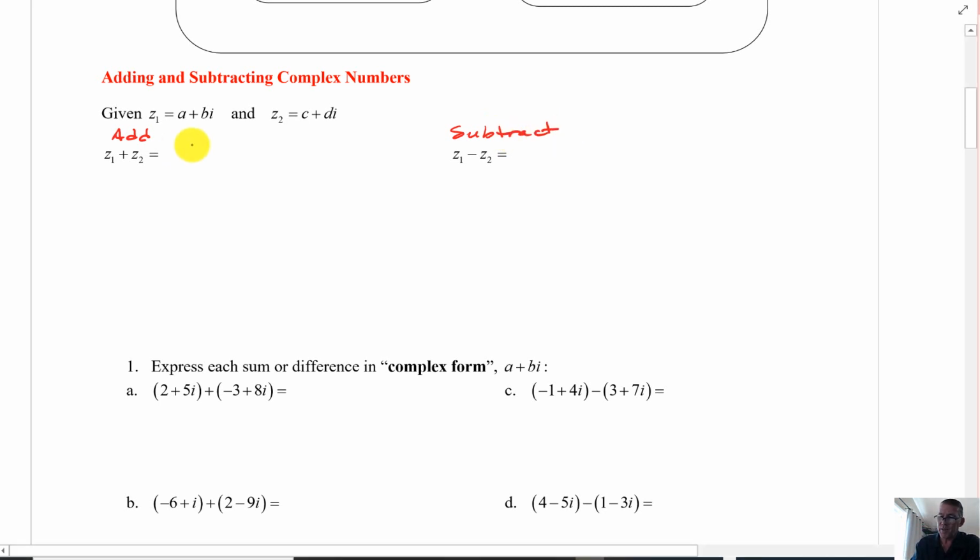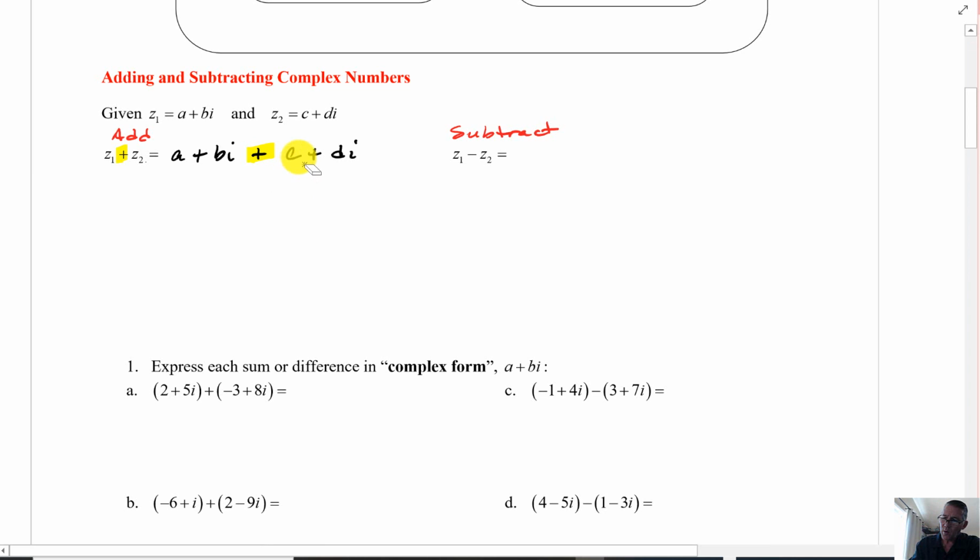Let's go right into it. Let's take z1 and add it to z2 and see what happens. If we take a plus bi, plus, because we're adding, the second complex number, which is c plus di. Notice that we are adding these complex numbers.